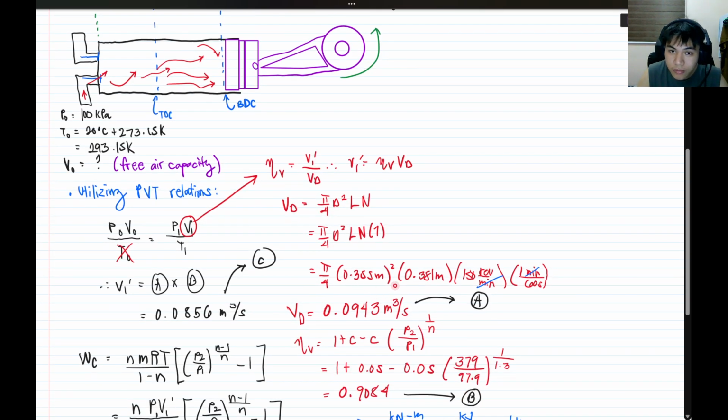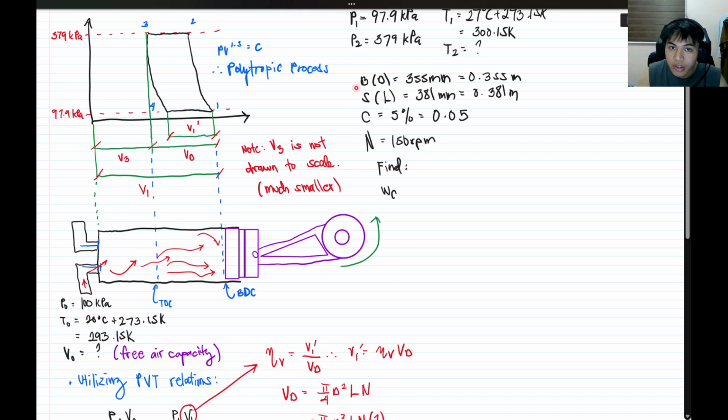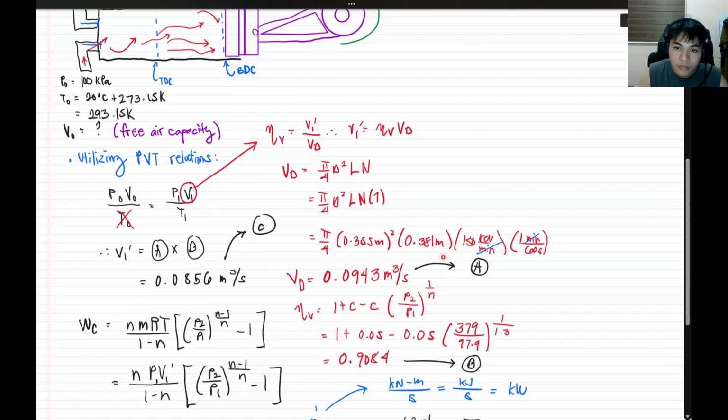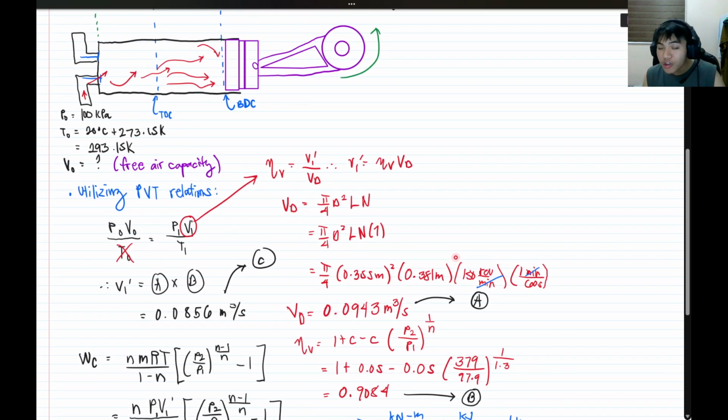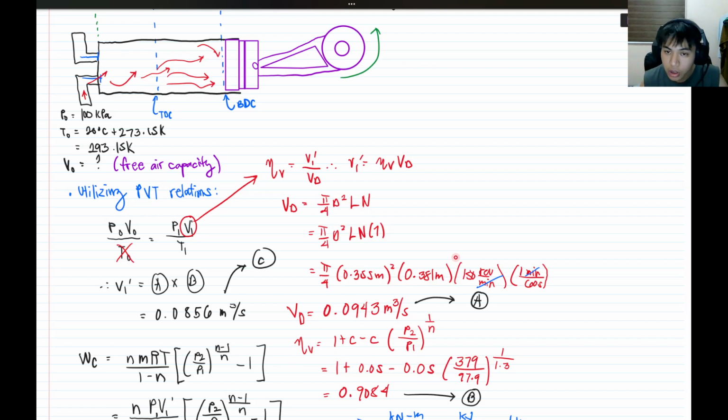Substituting the values, we have the bore as the diameter, the stroke as the length. And then, to make our units uniform, we will convert our revolutions per minute to revolutions per second. Okay? So our volume displaced is going to be approximately 0.0943 cubic meters per second. So it's a volumetric flow rate. Let's store it in A.